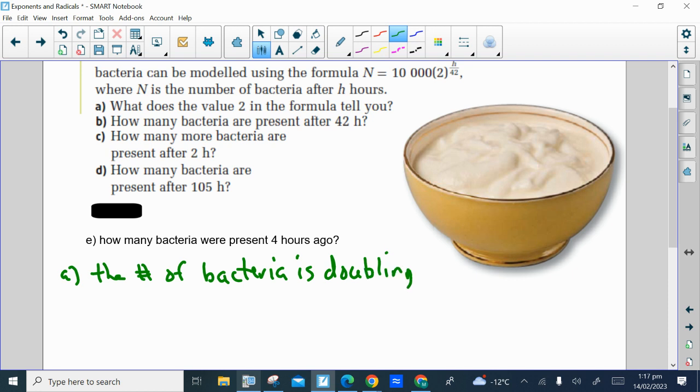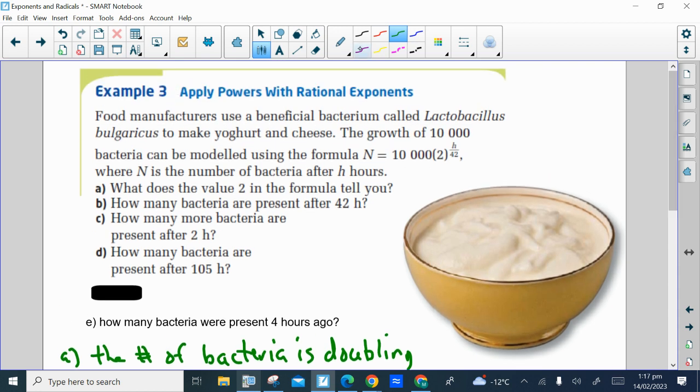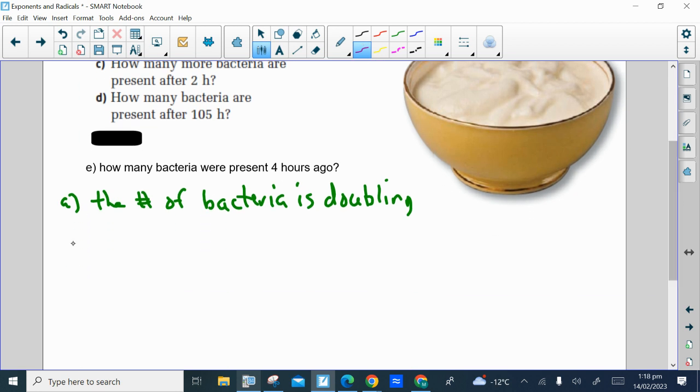So that's what the 2 means in the formula. How many bacteria are present after 42 hours? So that would be when H is 42. So we would go N equals 10,000 times 2 to the power H over 42. And in this case, H is also 42. That's what H is. It's how many hours have gone by.